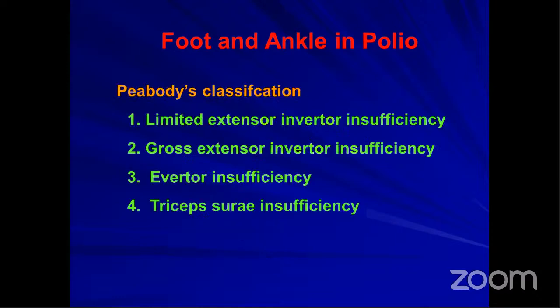Now, Peabody's classification to understand polio paralysis is the best, and there is no better explanation, better taxonomy, to understand the deformities caused by paralytic poliomyelitis. So he described the paralysis based on groups or individual muscles that are paralyzed. Four categories, Peabody's classification. First, a limited extensor inverter insufficiency. Number two, a gross extensor inverter insufficiency. And number three, everter insufficiency. And number four, triceps surae insufficiency. We'll take them one by one.